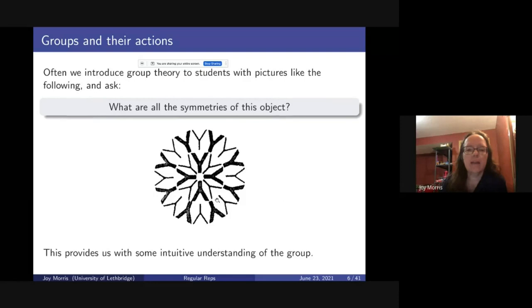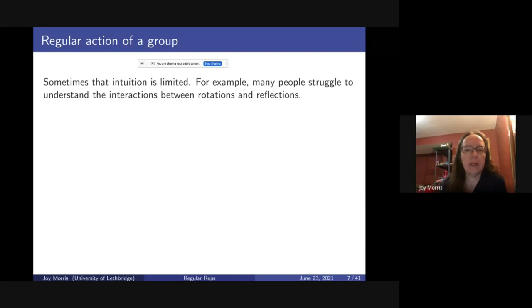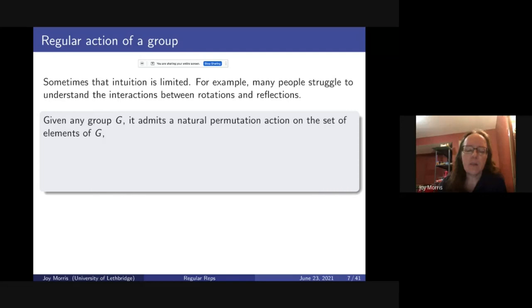Hopefully our goal when we present things this way is to give our students some intuitive understanding of the group that we are trying to introduce them to. But sometimes that intuition is rather limited. For example, when our students are trying to understand the dihedral group, the interactions between how the rotations work and how the reflections work is maybe a little bit hazy. But I think that this is improved if we look at the regular action of a group.